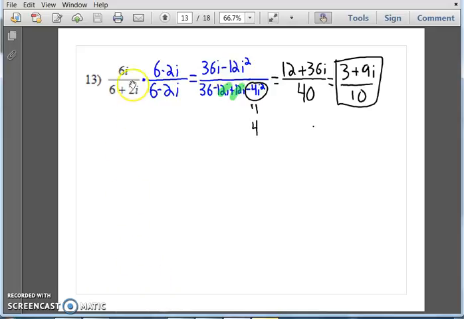Fancy way of saying, you see this thing on the bottom right here? Yeah, that guy. Or girl, whatever. That thing right there. You multiply top and bottom by the same thing, except you change the sign out in front of i. That's it. The 6 stays the same. That 2i becomes a negative 2i.